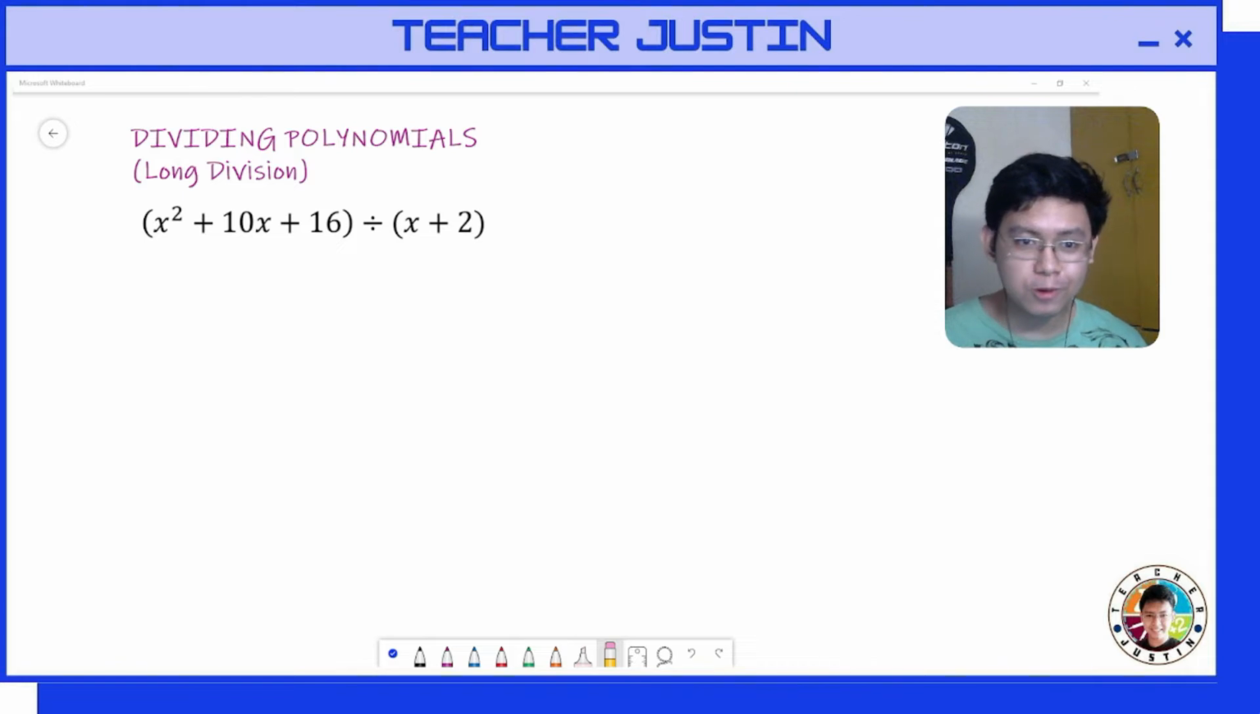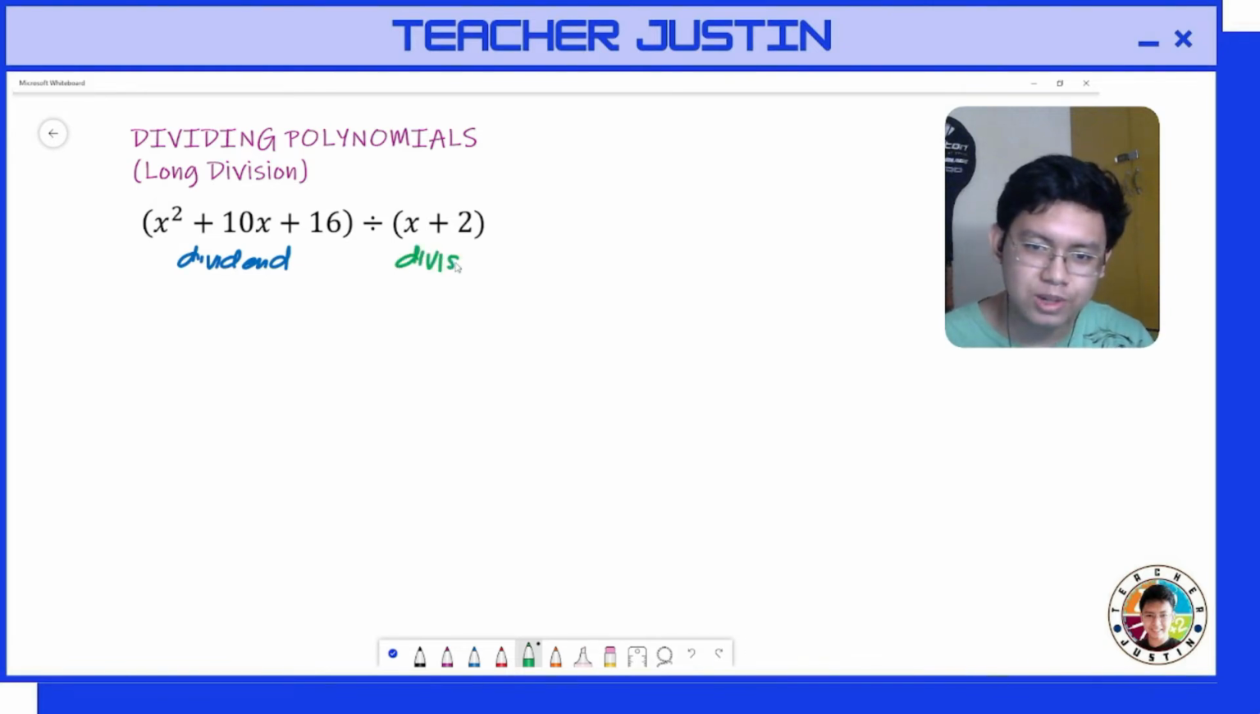In order for us to divide it, let's first identify our dividend and divisor. Our dividend is x squared plus 10x plus 16. So that is our dividend. And our divisor is x plus 2. So this is our divisor. Okay? Now that we have identified our dividend and divisor, let's prepare our long division.